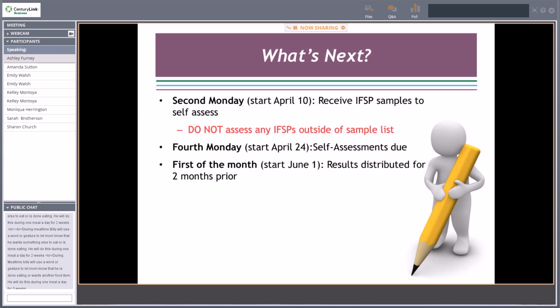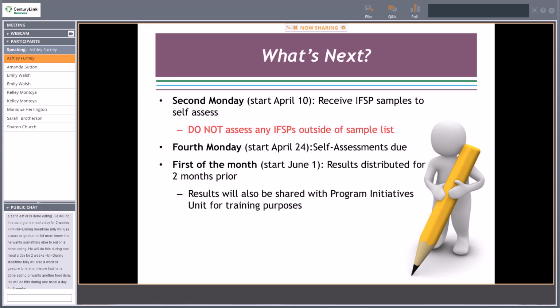So then, the first of the month, results will be distributed for two months prior. So you'll receive results June 1st for these April assessments that you're completing. And we're still finalizing how those results will look. We also want to get your input on what's going to be meaningful and useful for you. So if anyone wants to call that out here, or I'm also going to post something in the chatter so that you can give that feedback.